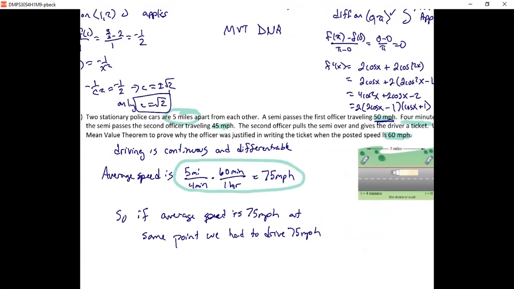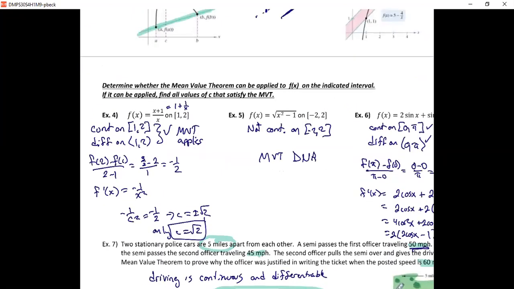If the average speed of the truck is 75, it's common sense that at some point you have to be going 75 to average 75. And most likely you're going to be going well over 75 if that's going to be your average. So the cop could be justified in giving the semi driver a ticket, because their instantaneous speed had to have met their average speed at some point.